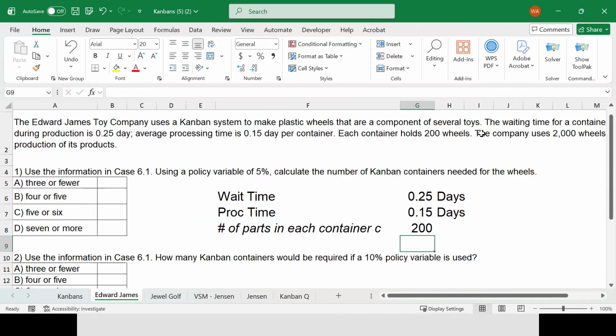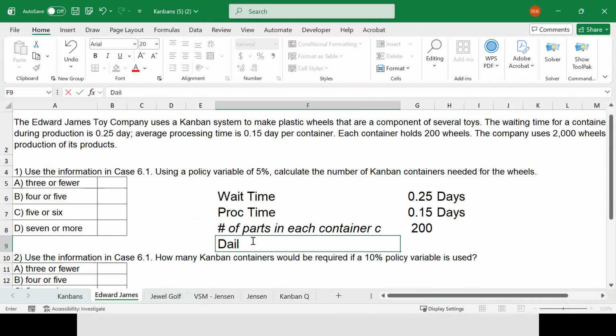And the question here said we're told again the company uses 2,000 wheels. So that's like our daily demand value. Daily demand equals 2,000 wheels.